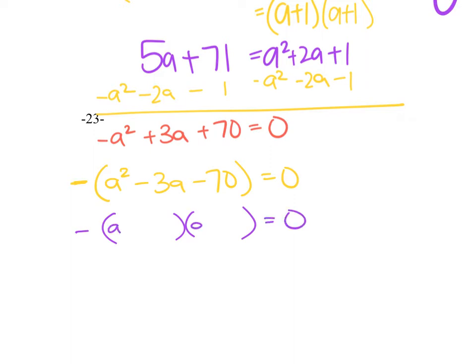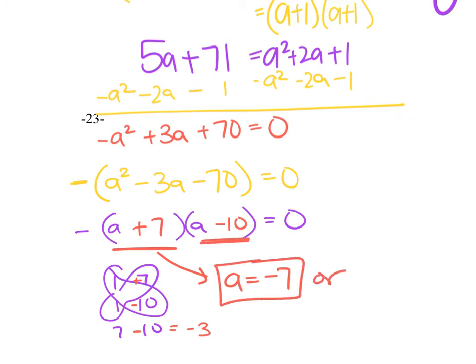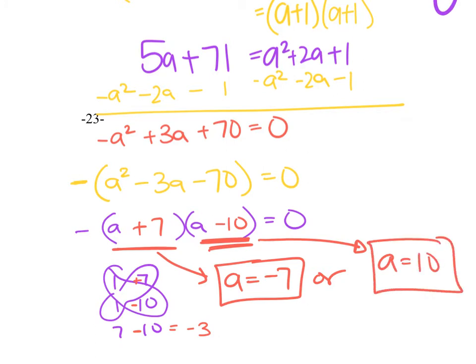So I know these two are going to be a's, and I need two numbers that multiply to 70. So maybe 7 and 10. When I cross multiply here, I get 7. When I cross multiply here, I get 10. Which one has to be negative to get a negative 3? I believe the negative 10, negative 3, so this would be a positive. So a plus 7 and a minus 10. So now this would make it a equals negative 7 or a equals 10. And those are my two answers.